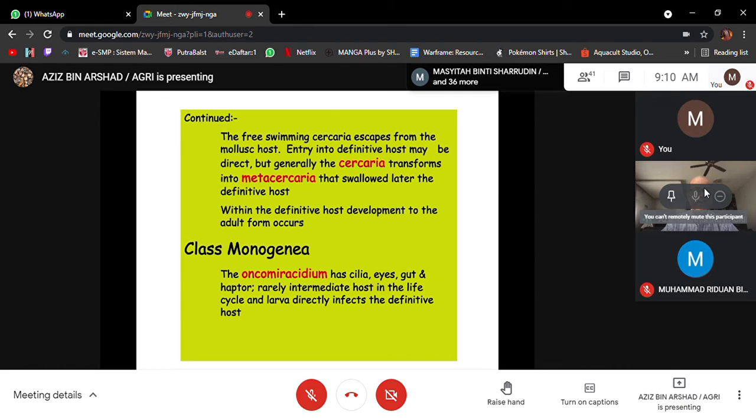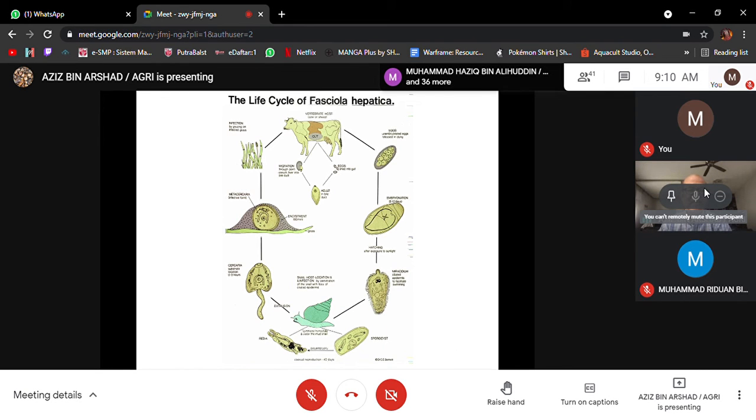And cercaria is swimming because they have a structure like a tail. But if cercaria cannot get into the definitive host, they will form metacercaria. That means like a cyst. Okay, they're able to live for a long time. In monogenea, they only have a larva called oncomiracidium. This is the life cycle of Fasciola hepatica, and normally we get it through the vertebrate host, which is a cow or the sheep.